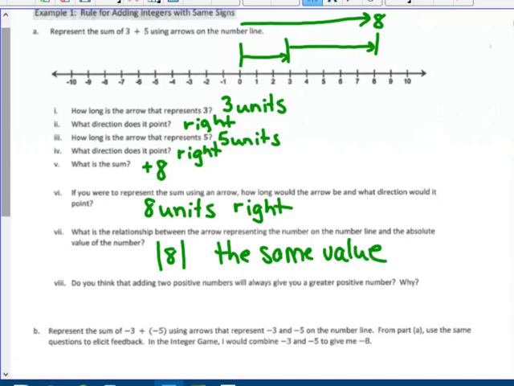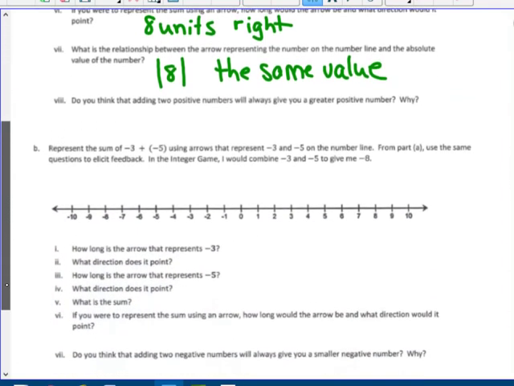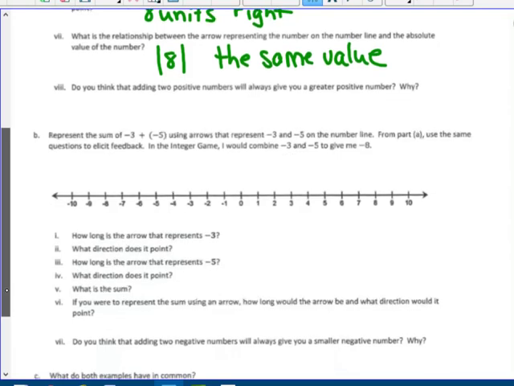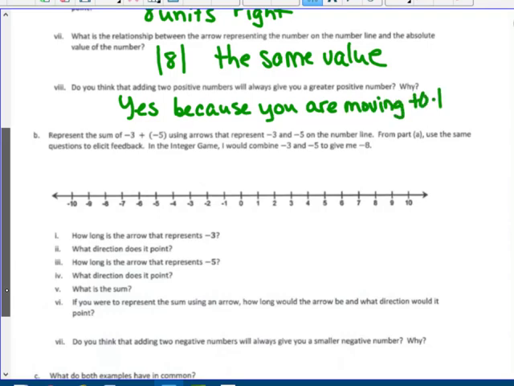Do you think that adding two positive numbers will always give you a greater positive number? Yes, because you're moving to the right twice. And the more right you go, the more positive, bigger you go, because you are moving to the right twice.